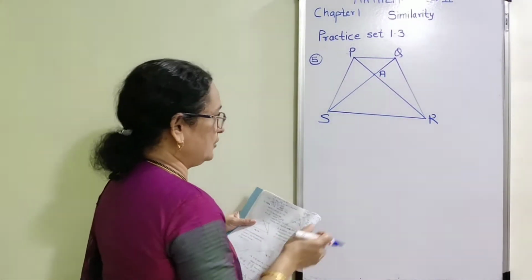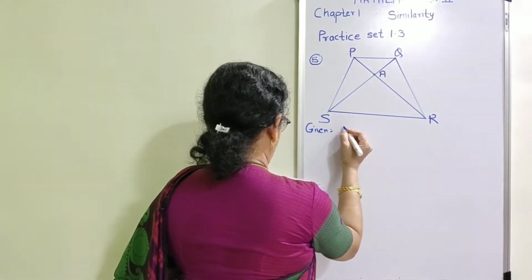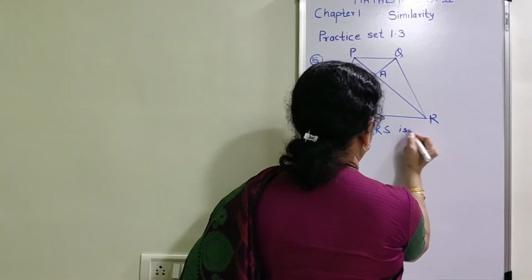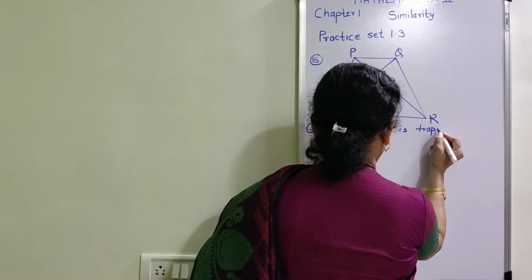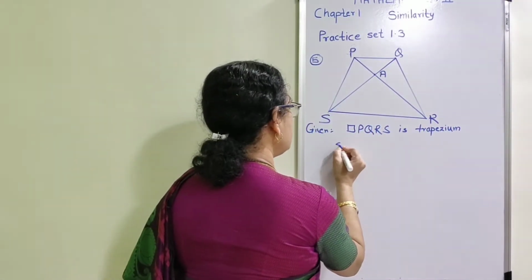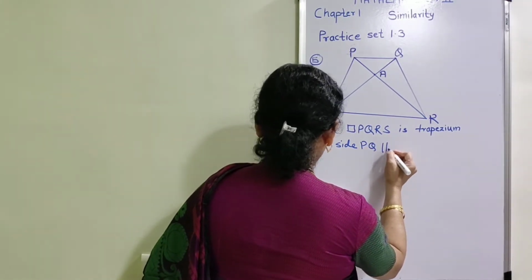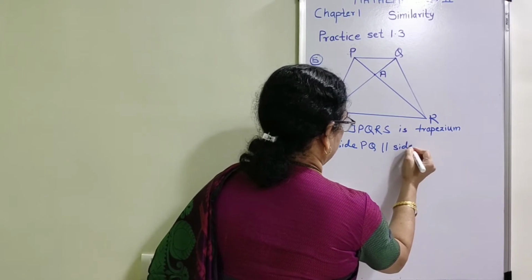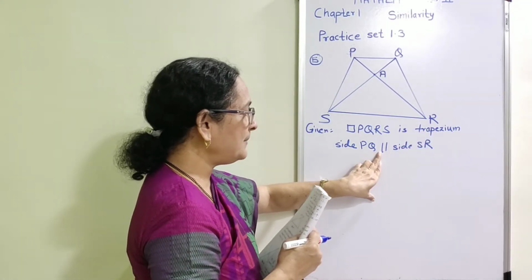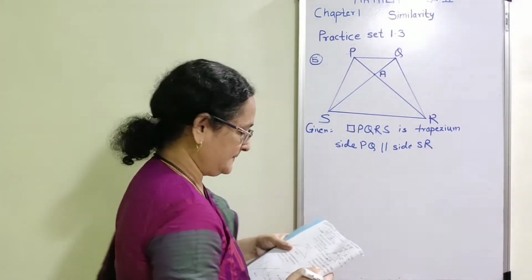Now first of all, write down the given things. Now what is given here? Quadrilateral PQRS is a trapezium. Now the second important thing, which pair of sides are parallel? Side PQ is parallel to side SR. In a trapezium, we already know that there is one pair of sides parallel to each other and another pair are non-parallel sides.